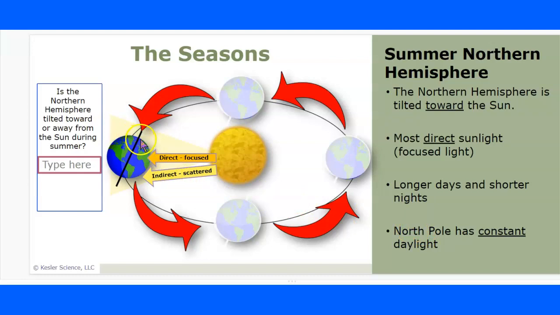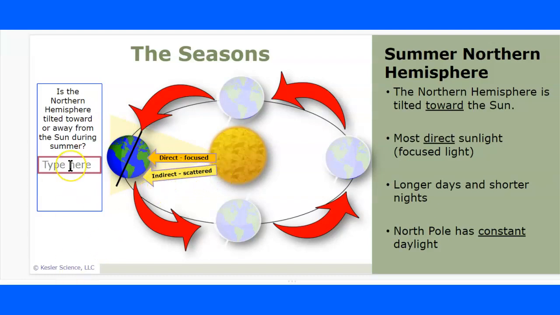Why? Because the top northern part is getting the most of the sun rays spread out across. So we're going to have constant day. It's going to constantly be light in the North Pole.